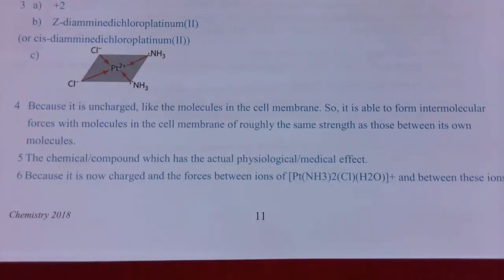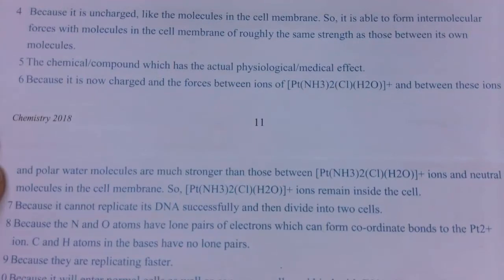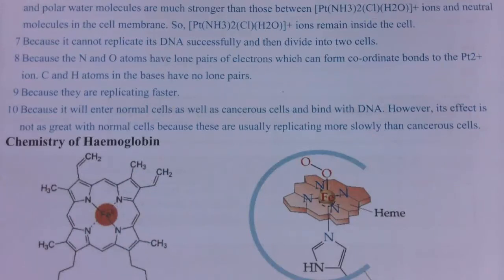It's a compound which has the actual medical effect. Remember, it doesn't have that effect outside of the cell. It's only when it comes inside of the cell and you replace one of those chloro ligands with a water ligand that the medicine actually becomes active. Now that we have a charged molecule, there's a much stronger attraction between those and the polar water molecules, and therefore it stays within the cell. By causing cross-linkages across the DNA molecule, it pulls that molecule out of shape, and therefore the DNA molecule cannot successfully replicate and divide into two cells, and we end up with cell death.